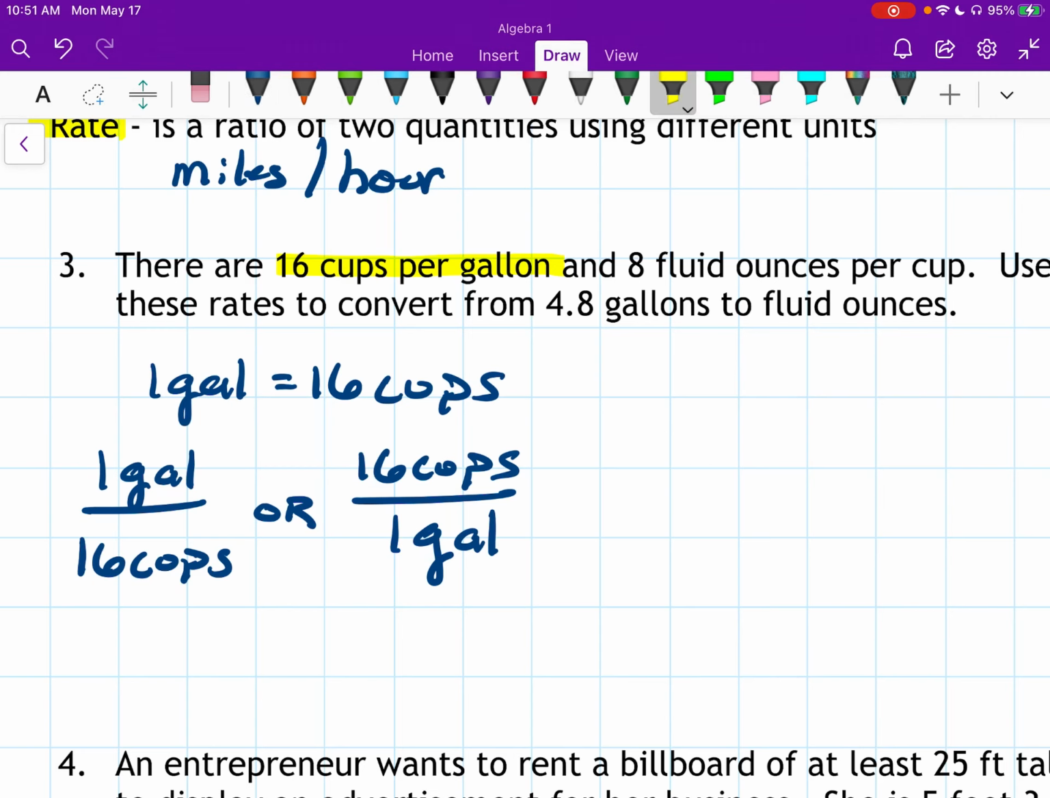So what I'm writing here is just the fancy number 1, right? We know that if we ever have something like the number 4 over 4, that's just a 1, right? They cancel out to be 1. So what we're going to do here is take our number, what do we have? 4.8 gallons, and multiply by one of these conversion factors to change its units.